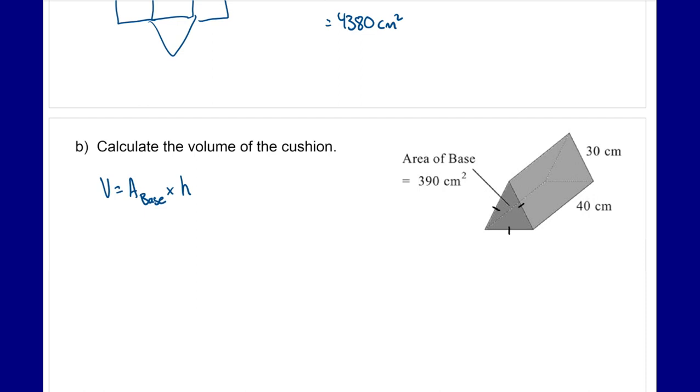So as long as we can determine the area of the base and we have the height, we just multiply them together, which in this case we do. 390 times the height, which is 40, we get 15,600 centimeters cubed. Make sure that because it's volume, it's cubed.